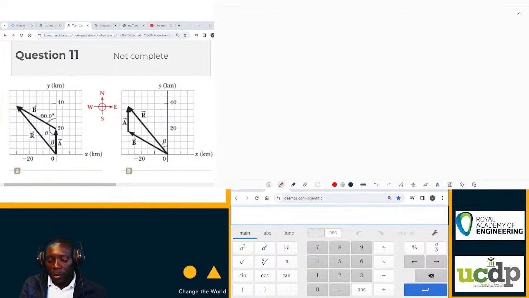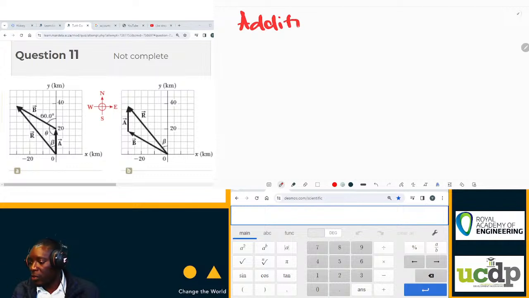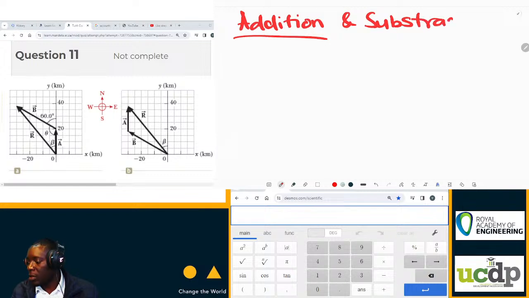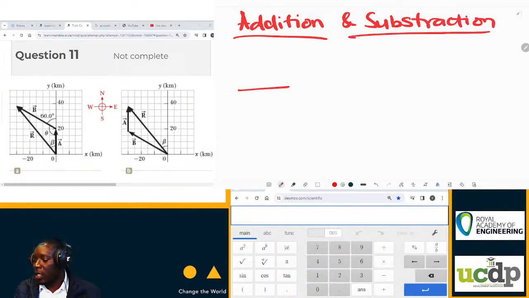What is important about these vectors now is to understand what we are doing when we are adding vectors. So addition of vectors, or operation on vectors, is very simple, especially if the vectors are in line.